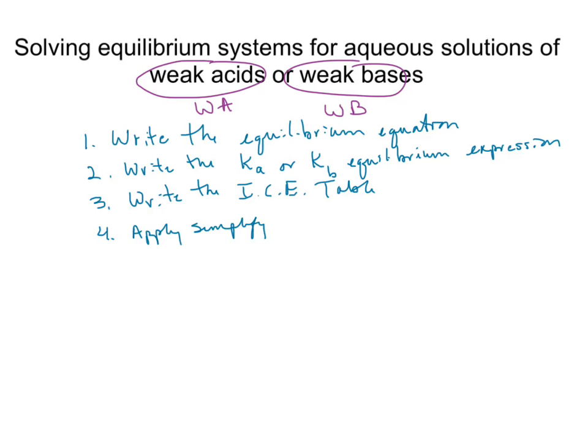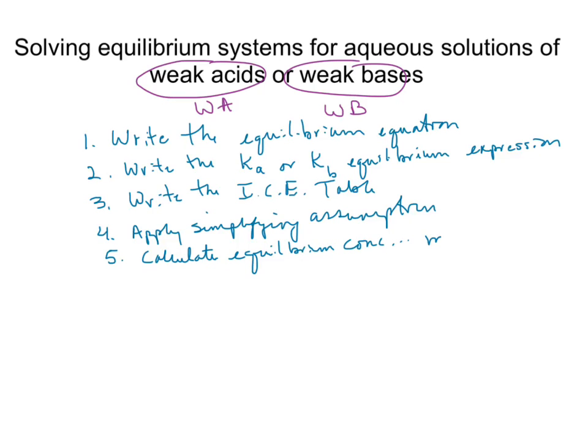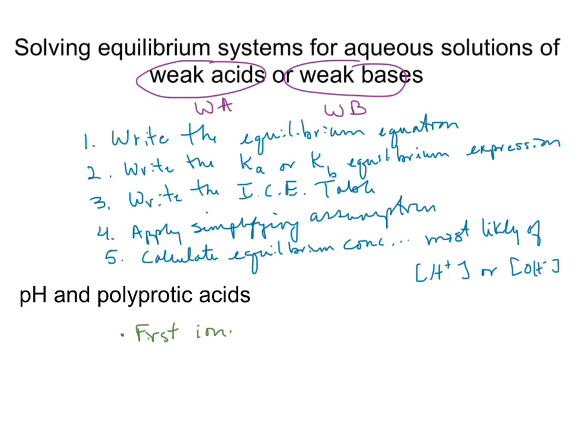One is you got to write the equilibrium like this. Okay, then you write the Ka expression. Then you come up with an ice table, and you solve for equilibrium concentrations, probably the hydrogen ion or the hydroxide ion.